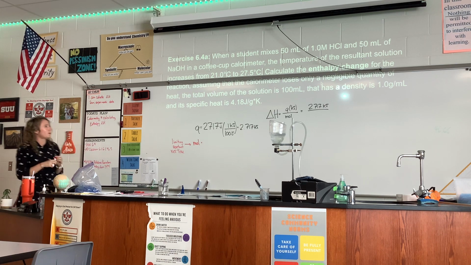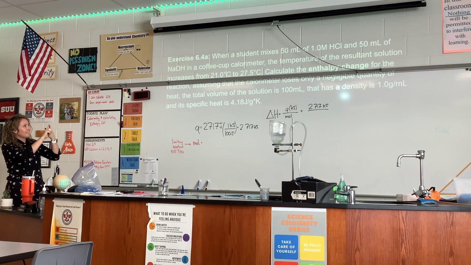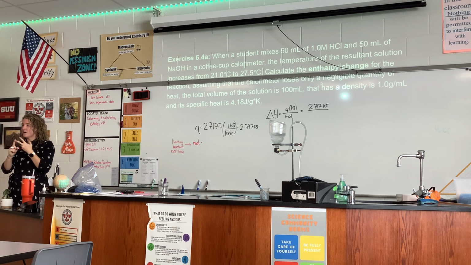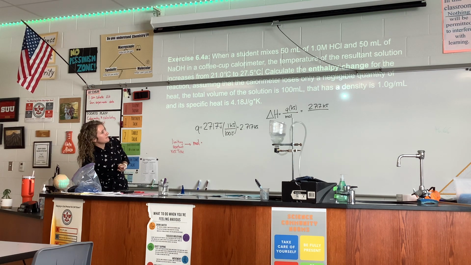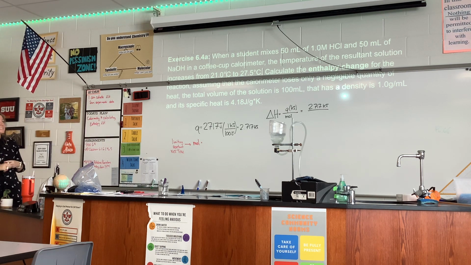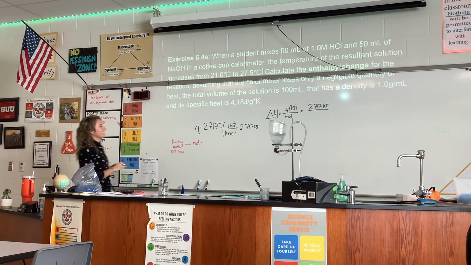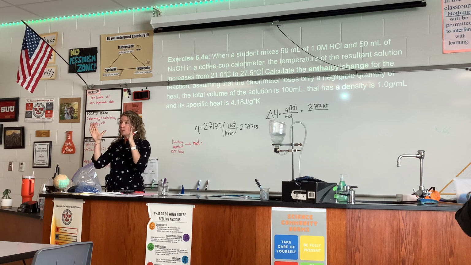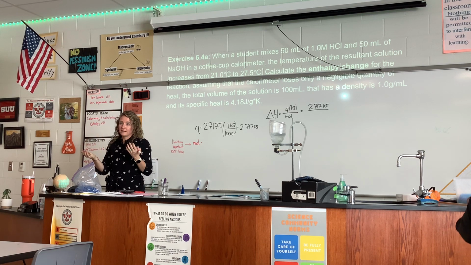So what are the two things we're pouring together? We have HCl and NaOH. How much HCl was used? 50 mL of a 1 molar. How much NaOH was used? 50 mL, and they didn't tell us its molarity. It's supposed to be 1 as well. I don't know where that got left off. So in this case, we have the same amount of both.